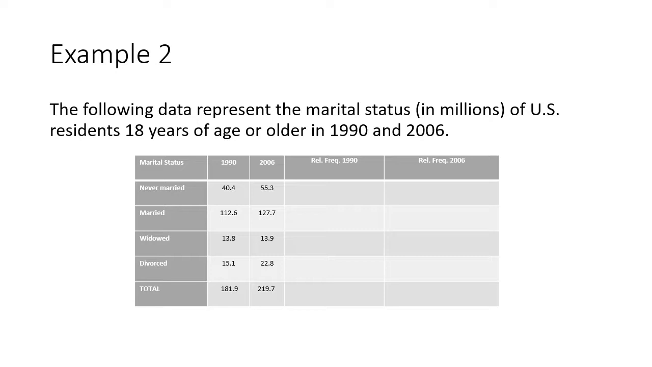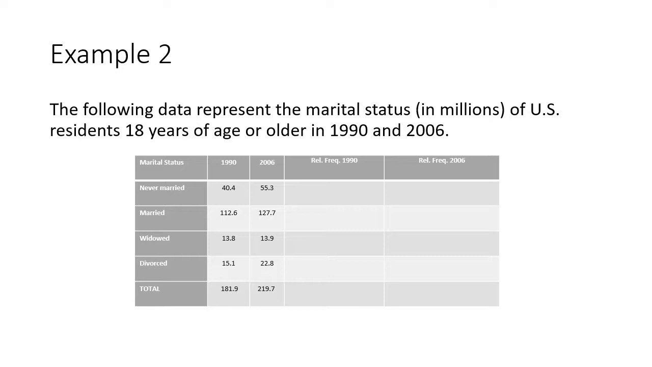And again, we look at the numbers, and we can see that in 1990, 40.4 million people were never married, and in 2006, 55.3 million people were never married. Well, that's definitely a big jump. More people are not married in 2006 compared to 1990. However, we don't really understand how big of a jump that is because there's clearly more people in America in 2006 as opposed to 1990. And that's the totals there, down at the bottom. There were 181.9 million people 18 years or older in 1990. And by 2006, the population had grown by almost 40 million people to 219.7.